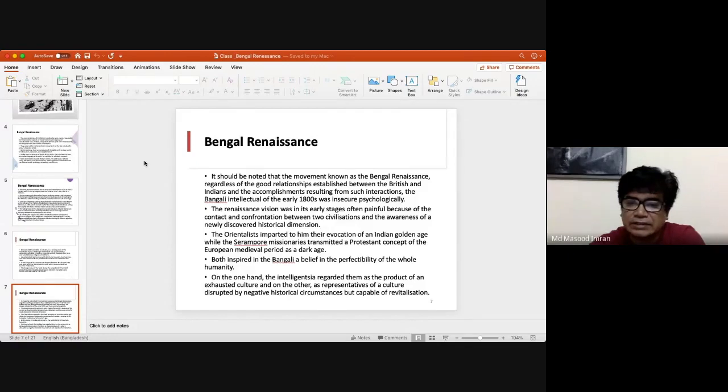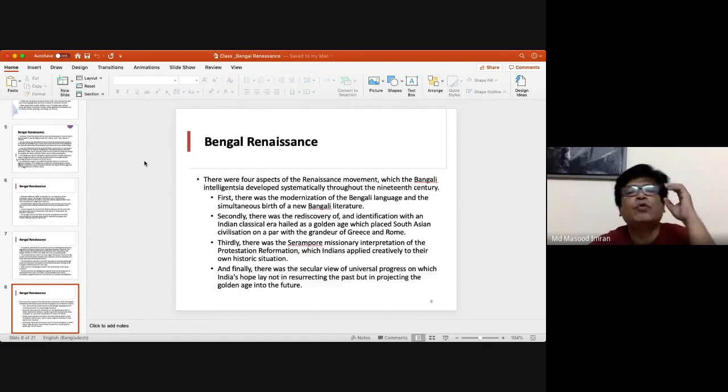There were four aspects of the Renaissance movement which the Bengali intelligentsia developed systematically throughout the 19th century. The first one was the modernization of the Bengali language and the simultaneous birth of a new Bengali literature. So two things, because before that Bengali literature was mostly poetry-based and prose was absent. And the modernized Bengali language adopted different words and different phonetics. So this all started from this time.